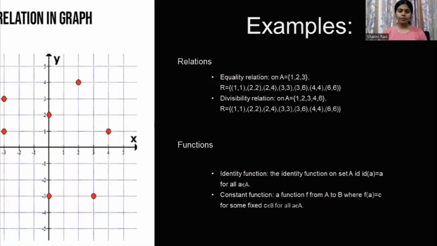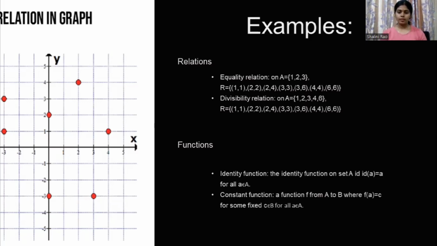Examples, relations. Equality relation on A = {1, 2, 3, 4, 6}, R = {(1,1), (2,2), (3,3), (4,4), (6,6)}. Divisibility relation on A = {1, 2, 3, 4, 6}, R = {(1,1), (2,2), (2,4), (3,3), (3,6), (4,4), (6,6)}.